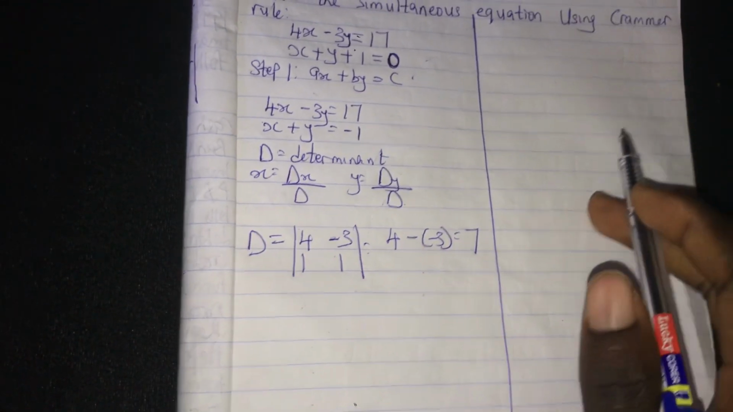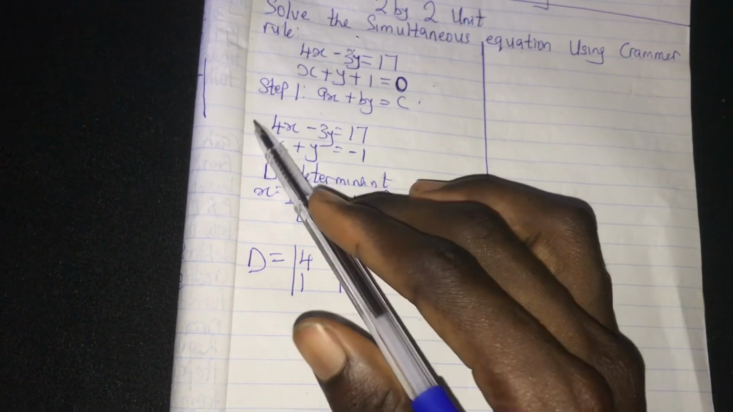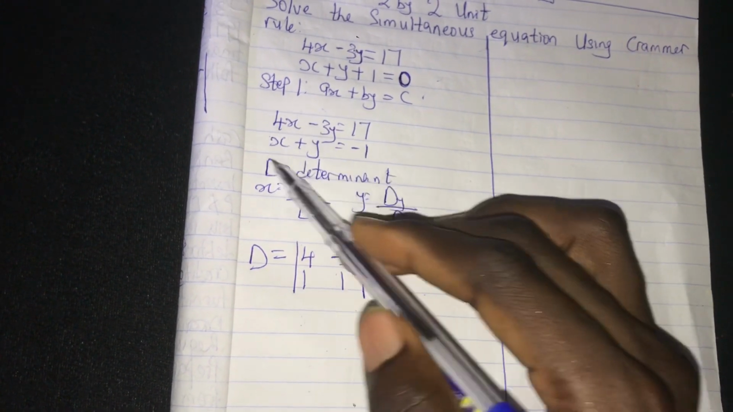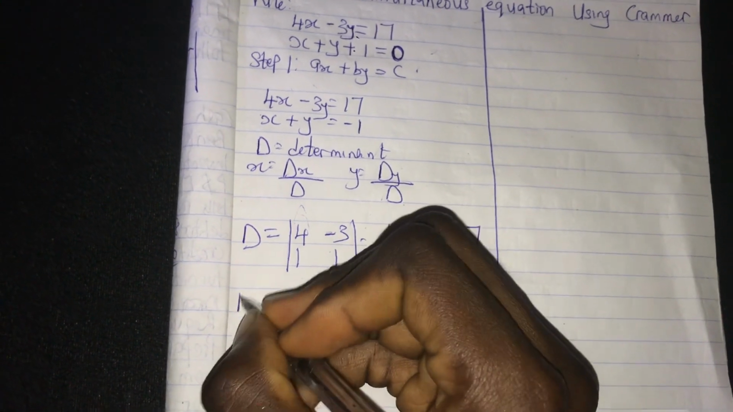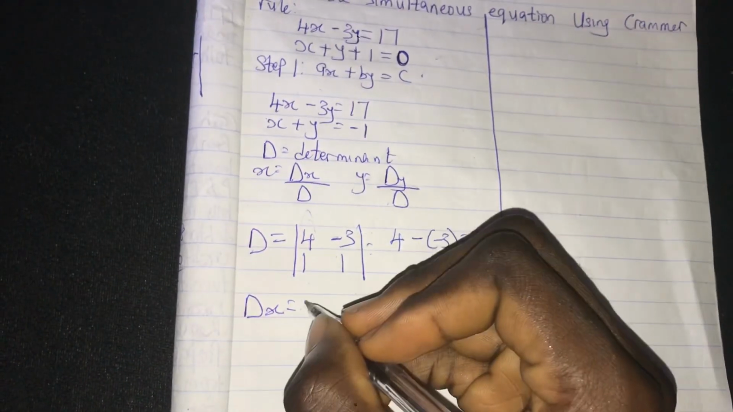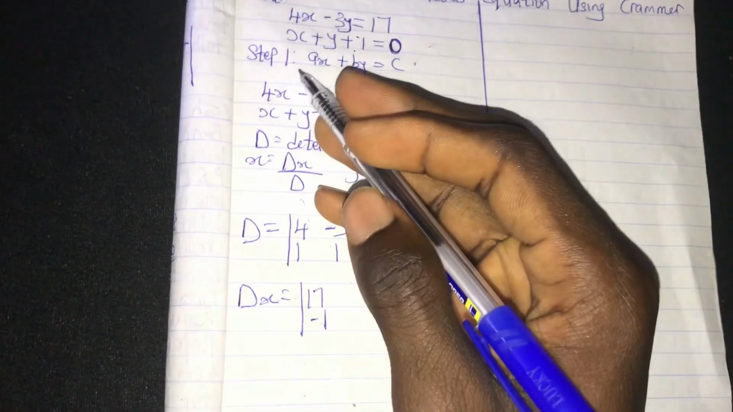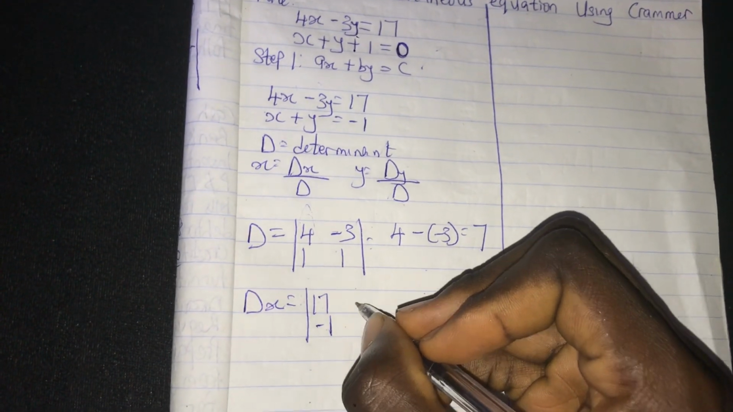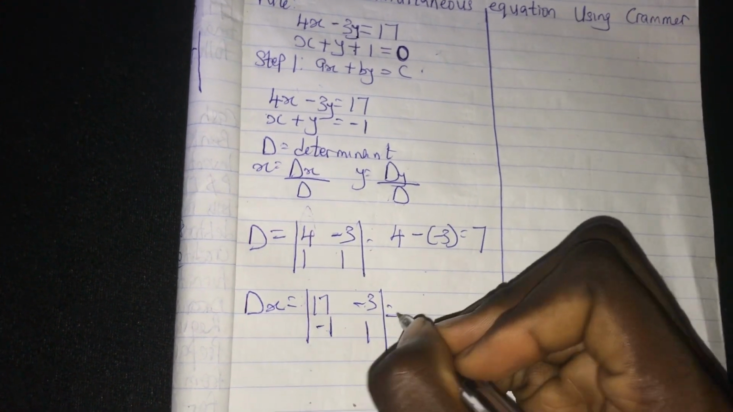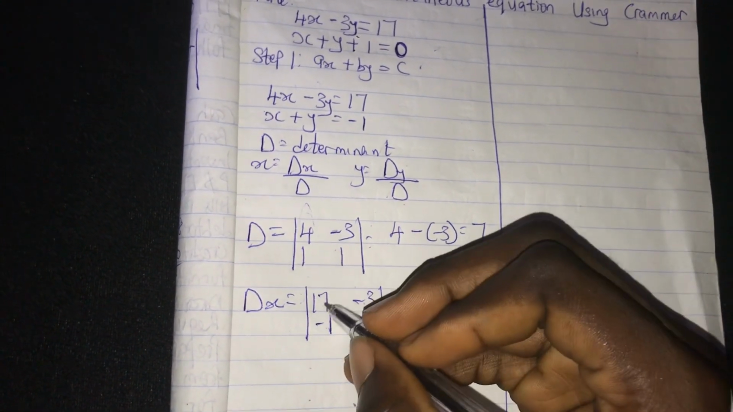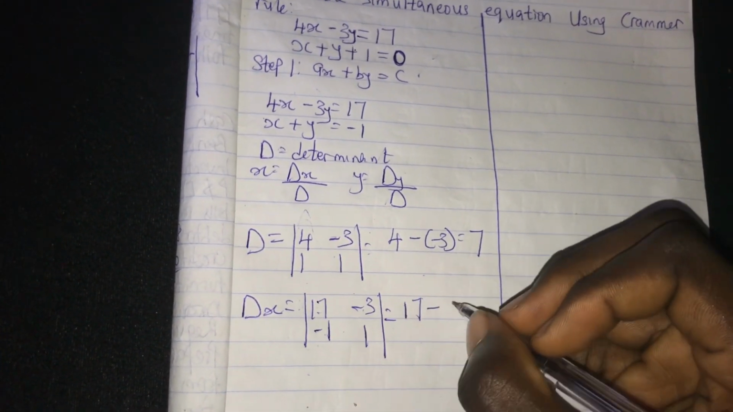The next step is what? To get the determinant of what? X. And how do you do that? We replace this column here. We replace it with what? Our constant. So therefore, D of x is equals to 17, minus 1. That is, I've replaced it with x. Then you can write minus 3 and what? 1. So that will give us what? 17, once we multiply 17 minus, because if we multiply this, it will still give us plus. That's what? 3.